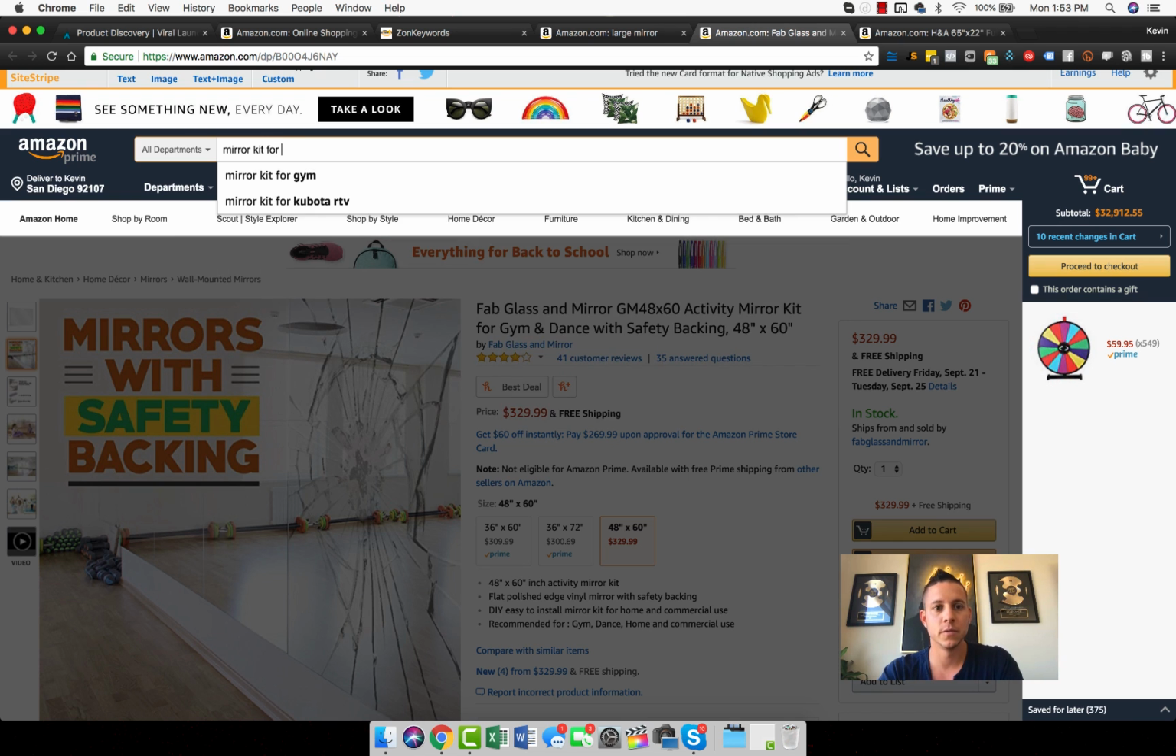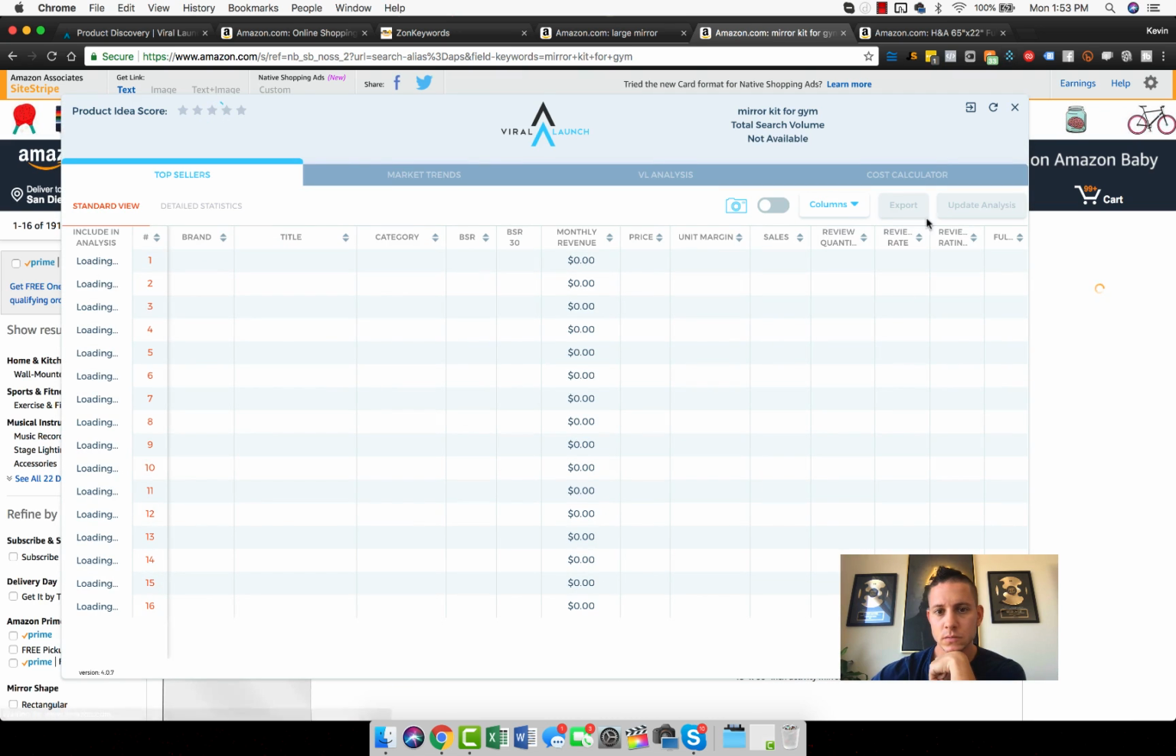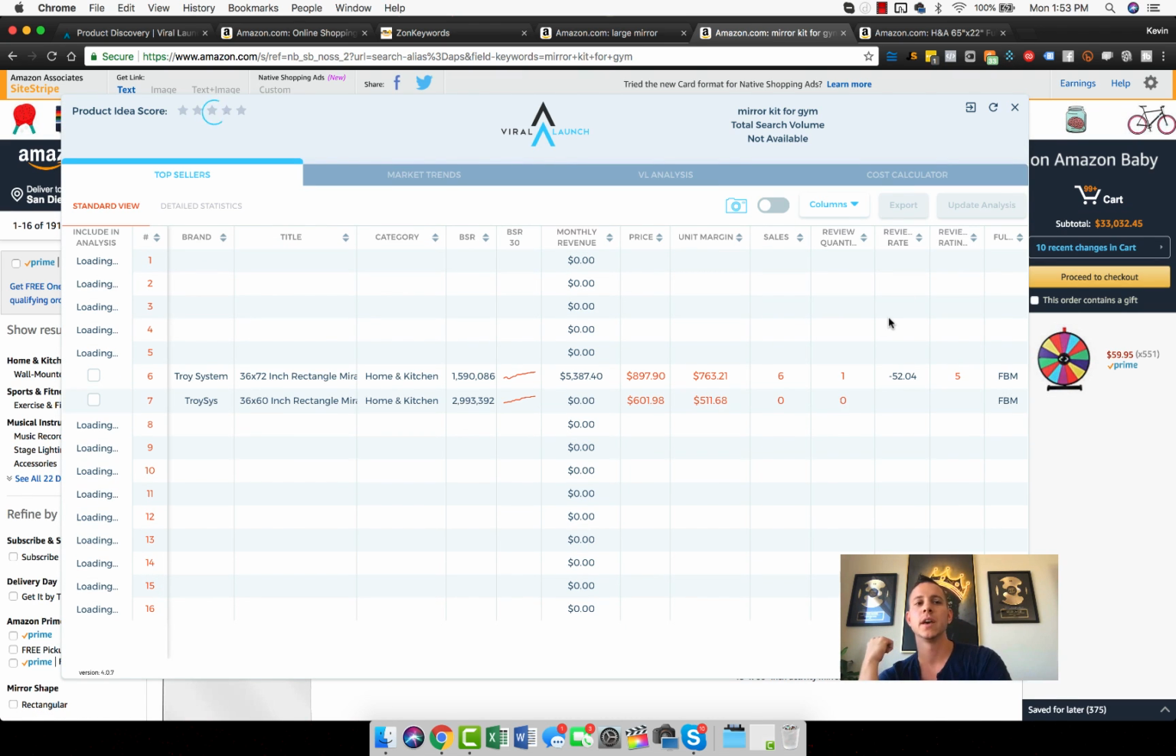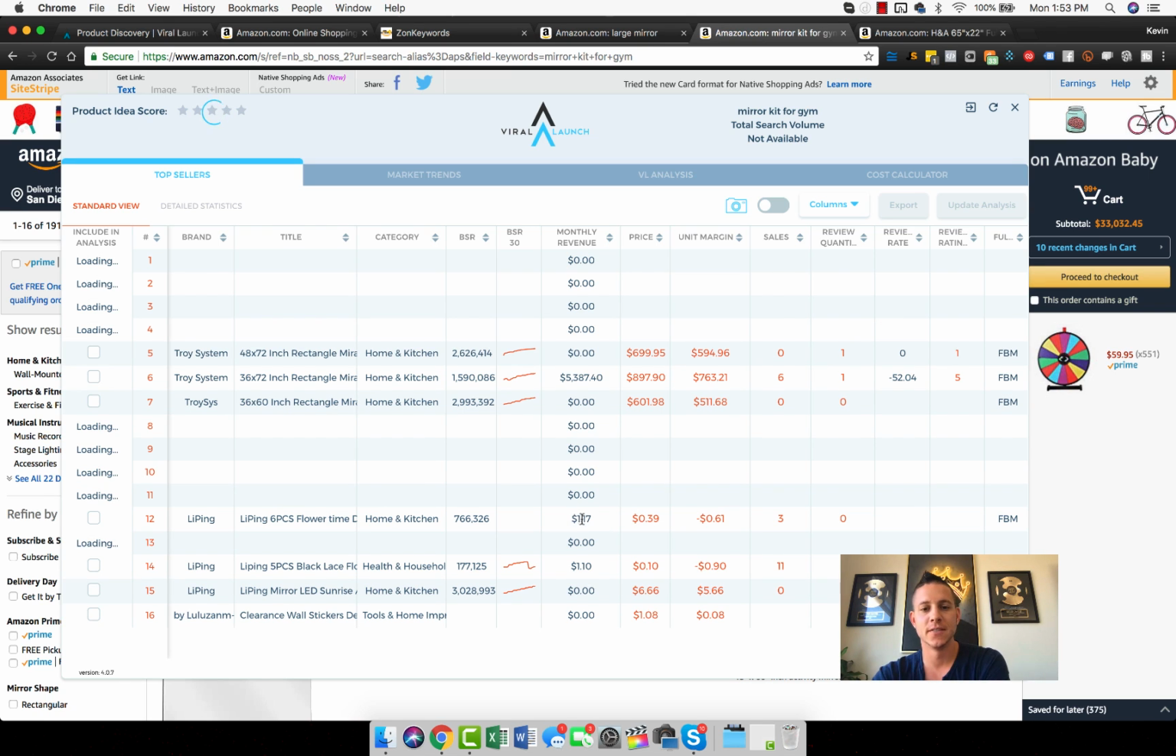Mirror kit for gym. Let's take a look at this. Because that's not originally what we were looking at. We were looking at large mirror. Wow, this person's making $1.17 a month.